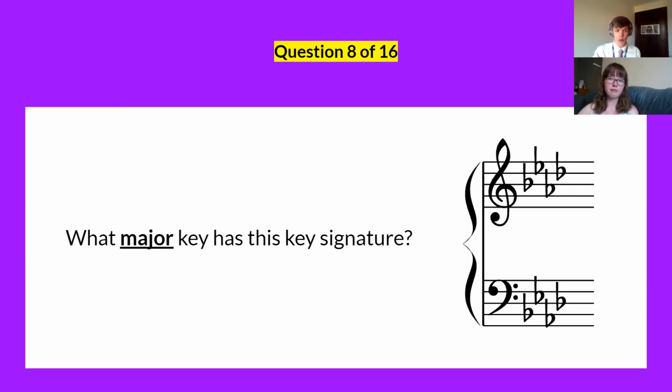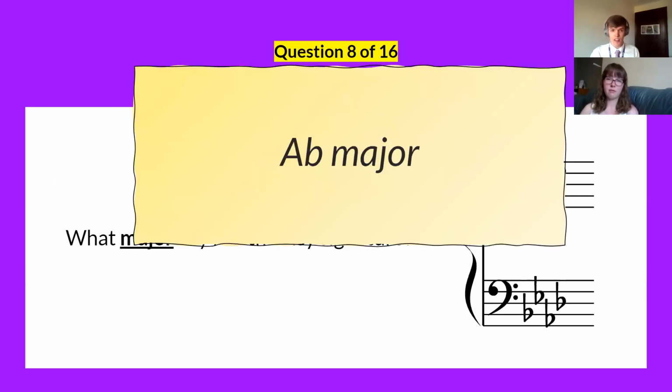Question number 8. What major key has this key signature? So it's a key signature of 4 flats. And so, of course, it's A flat major. Remember, with flat key signatures, the second to last flat tells us what the major tonic is. And so, as you can see, the flats here, we've got B flat, E flat, A flat, and D flat. The penultimate one there is A flat, so it's A flat major.